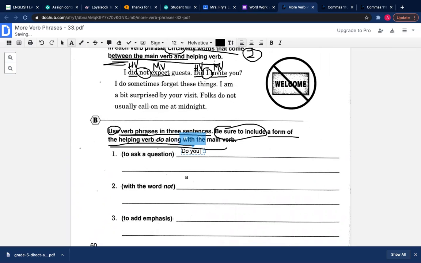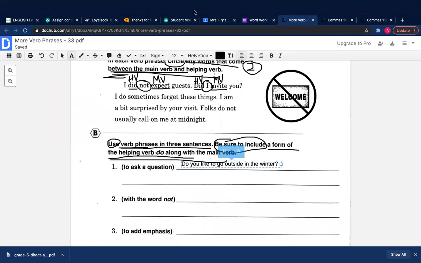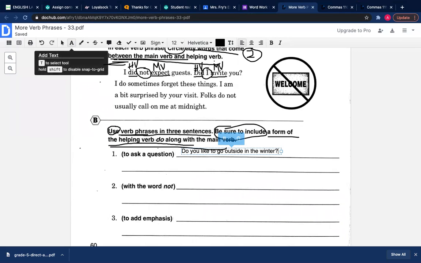Do you like to go outside in the winter? There's the question that I'm asking. My main verb is like, because if I were to answer this question, I would say I like. So that's the action happening. Sorry, that's not a helping verb, that's the main verb like. So be sure to include a form of the helping verb do along with the main verb. Let's check if I did that.